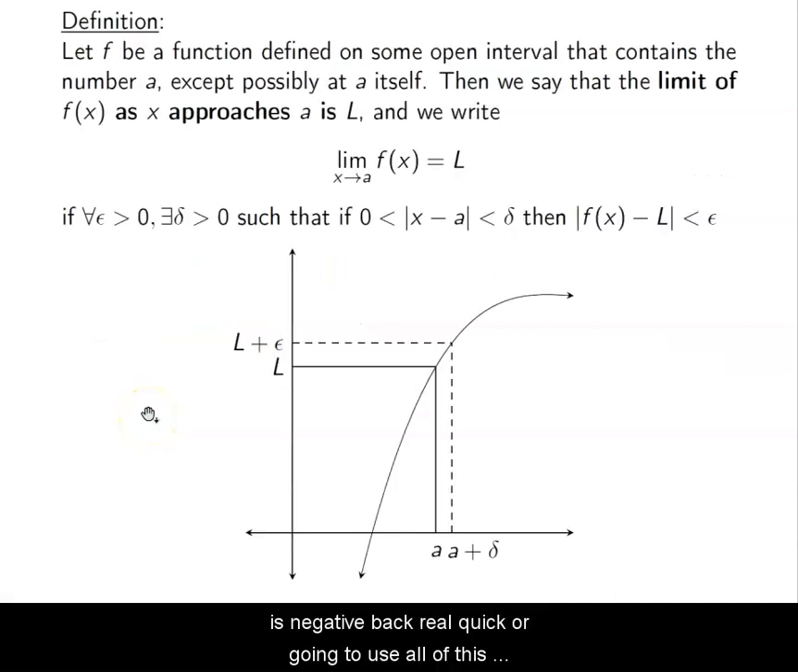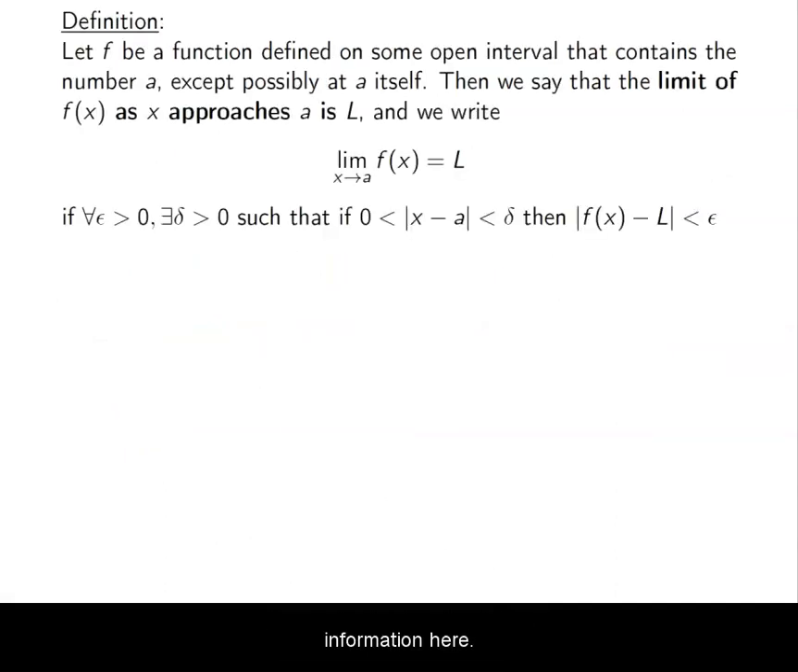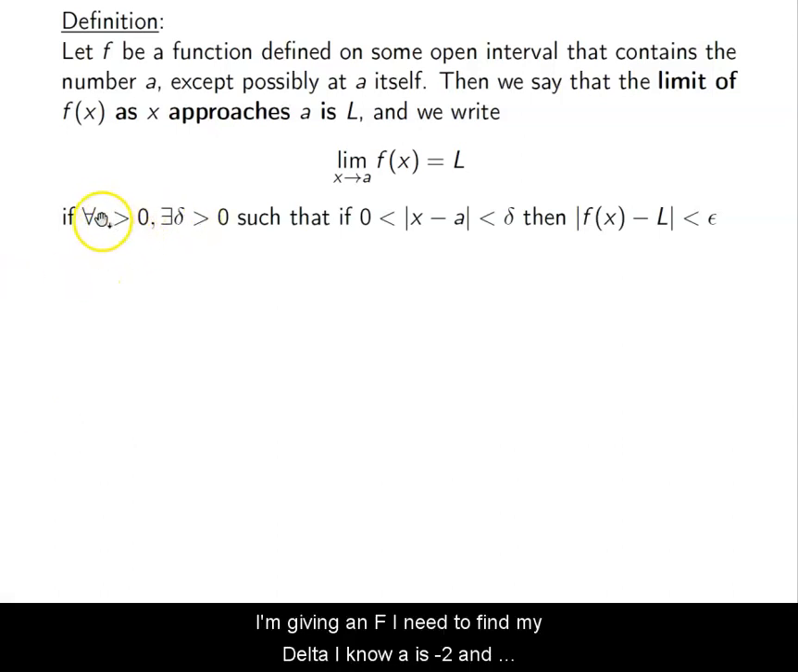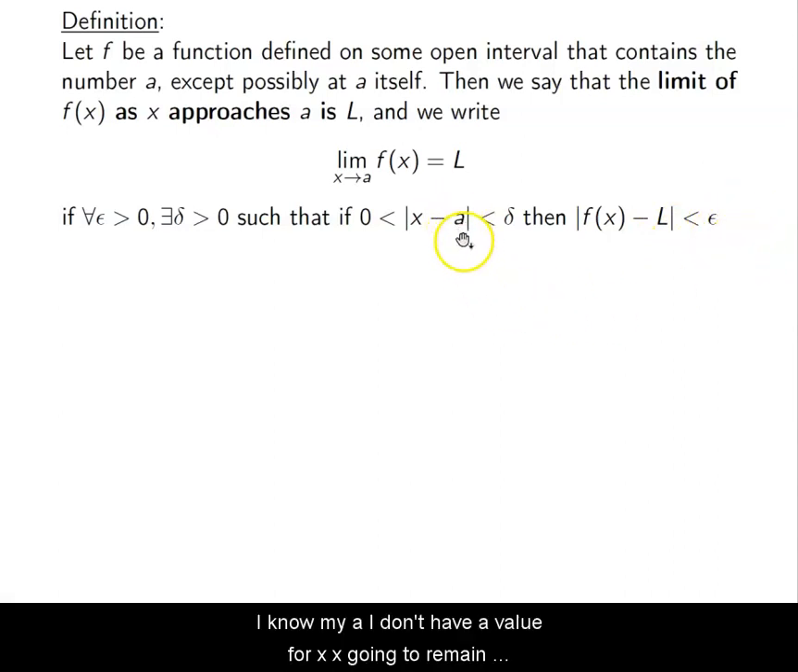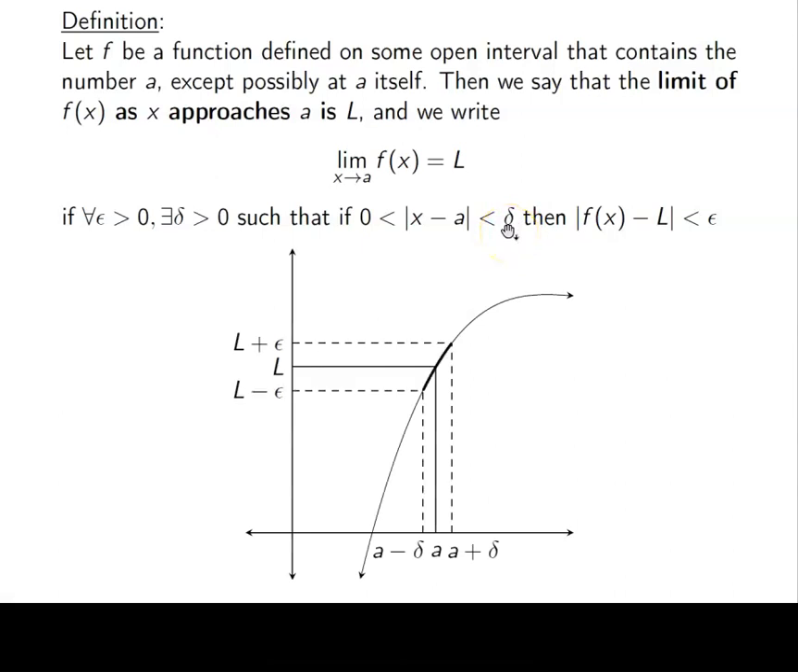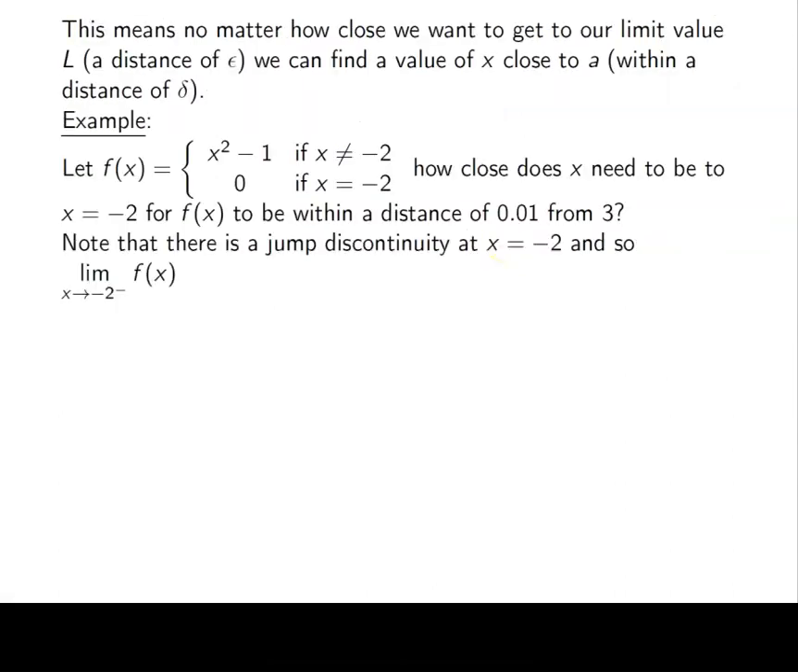So if we just go back real quick, we're going to use all of this information here, right? I'm given an epsilon, it's 0.01. I need to find my delta. I know A is -2, and I know my L is 3. So I can just plug all the stuff in that I need here, and then just try to wiggle my way to a correct answer. Okay, I know what my function is, I know what my limit is, I know my epsilon, I know my A, I don't have a value for x. X is going to remain as a variable. This delta is really what I'm trying to figure out. Okay, so come back here.